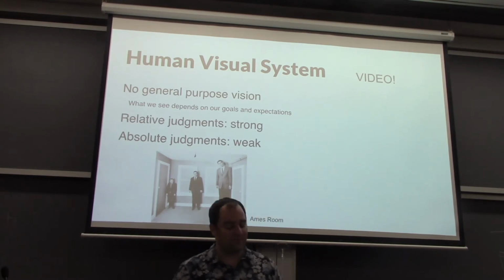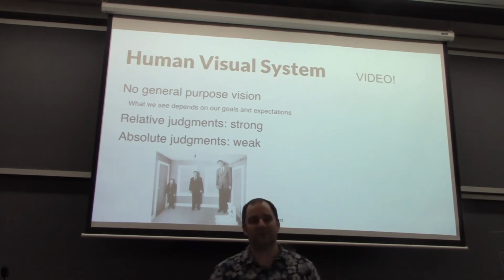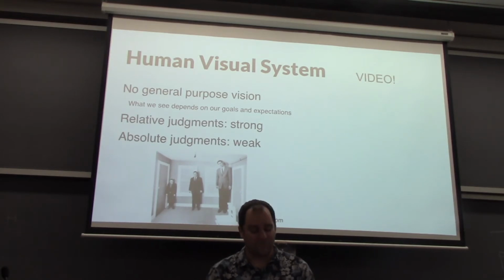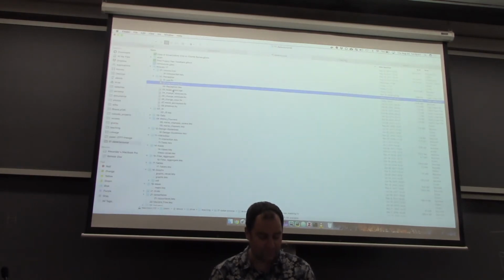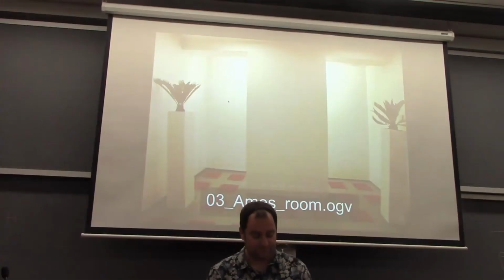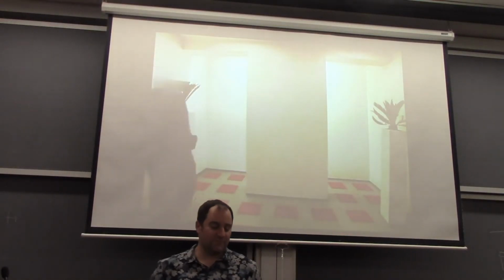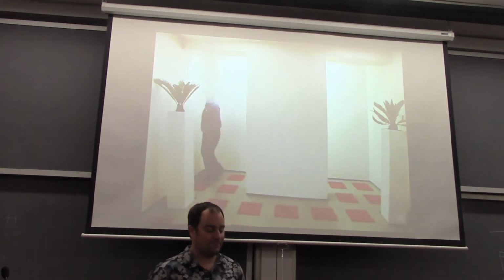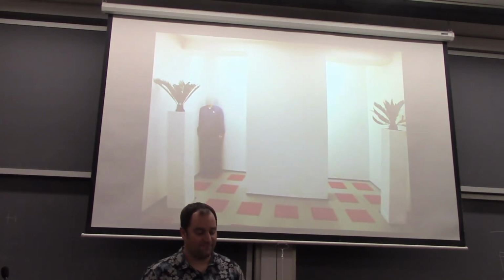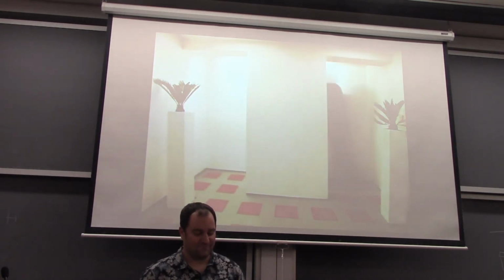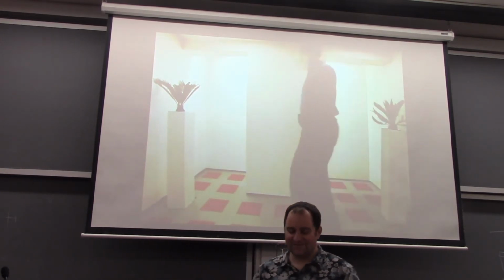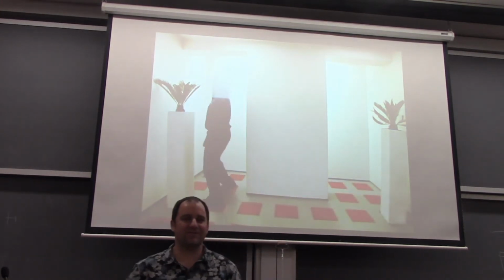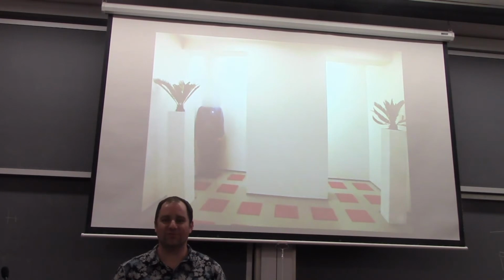I also wanted to emphasize this before, but we don't really have general purpose vision. We always frame things in the context of what we perceive. And so there's this famous example, the Ames room. So this looks like a perfectly normal room, and then we have a person going into that room. And this is not somehow digitally altered. This is just relying on our assumptions of what a room looks like.